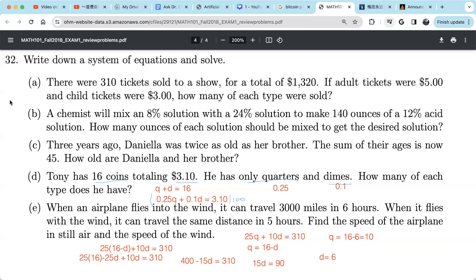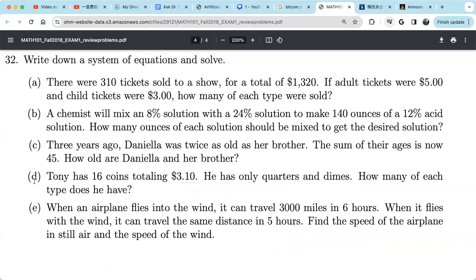All right, last one. Let's see, E. So when an airplane flies into the wind, it can travel 3,000 miles in 6 hours. So this is speed, right? It gives us a distance for a time. When it flies with the wind, it can travel the same distance in 5 hours. So given the time, find the speed of the airplane in still air. Still air means there's no friction, no wind, no force, and the speed of the wind.